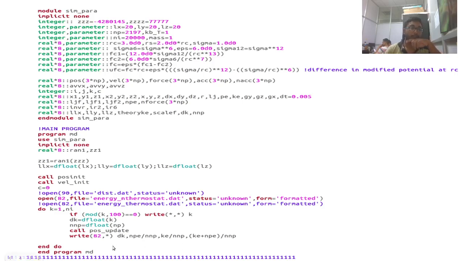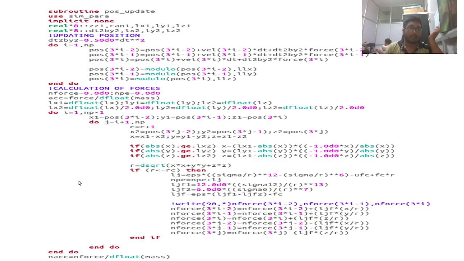So this is the main program, and in this main program you see that we have used ran1, which is a function kind of thing, and then we have to use three other subroutines: position init, velocity init, and position update. So we have to look for these three subroutines as well as the ran1 function at the later lines of the code. Okay, so let's move on to the next page.